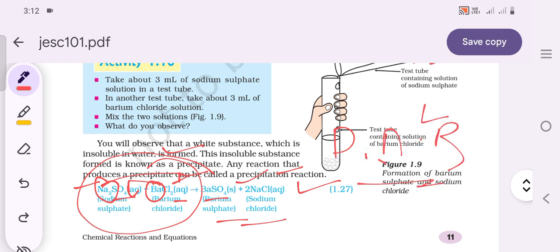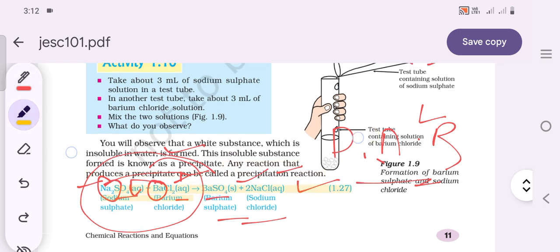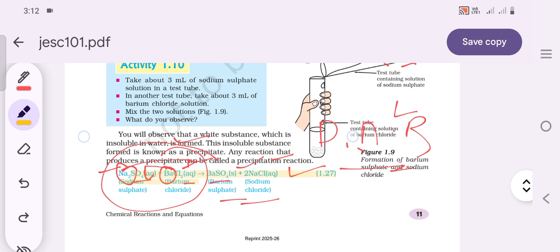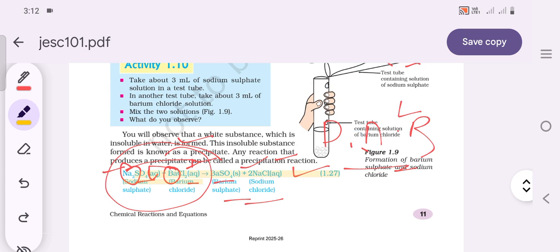Hope you understood. Now let us understand what a precipitate is, starting with the key characteristics. First, ion exchange: positive ions and negative ions swap partners, meaning they flip-flop their partners.